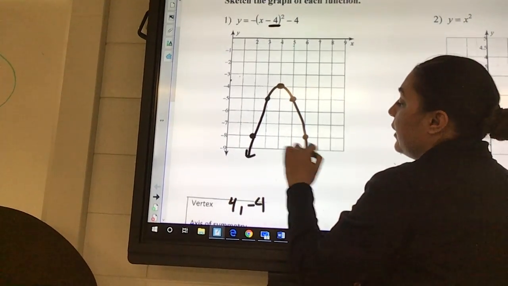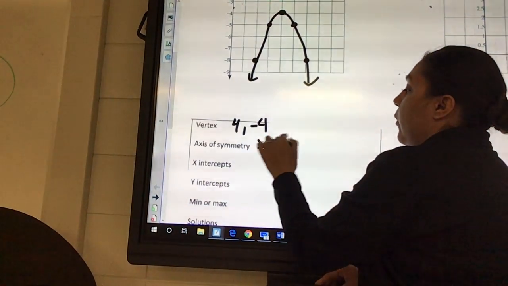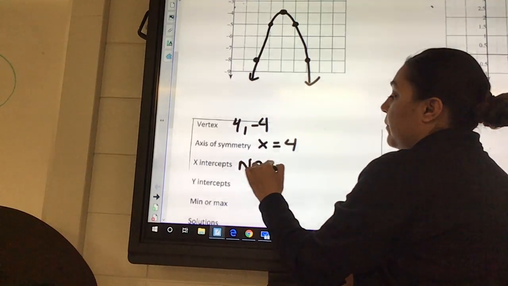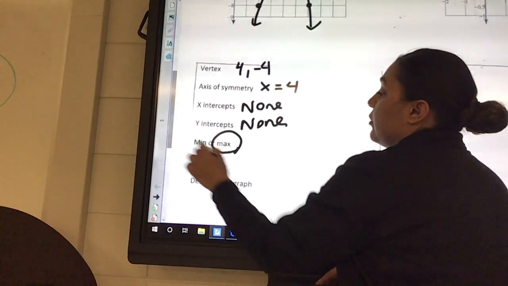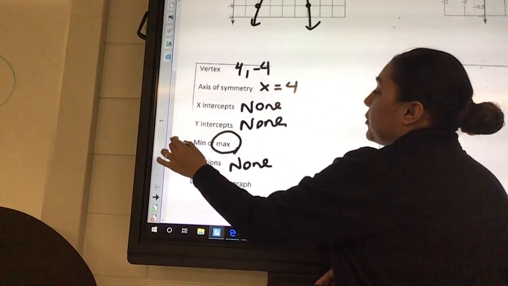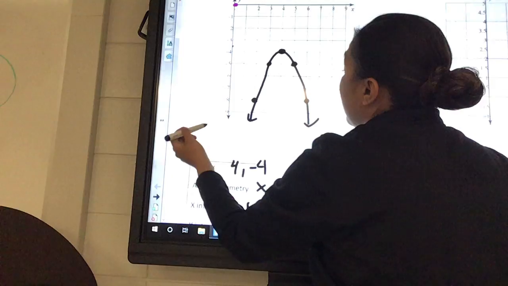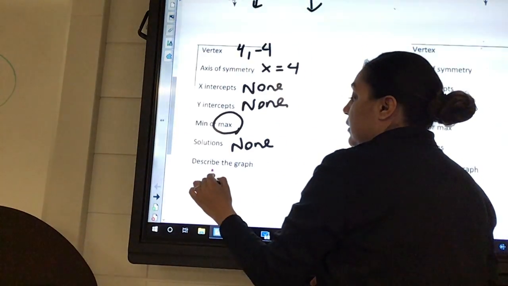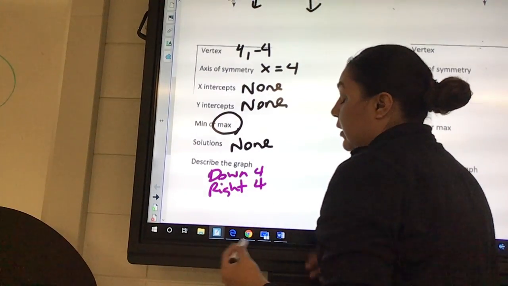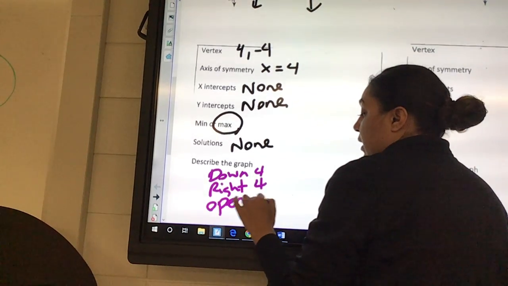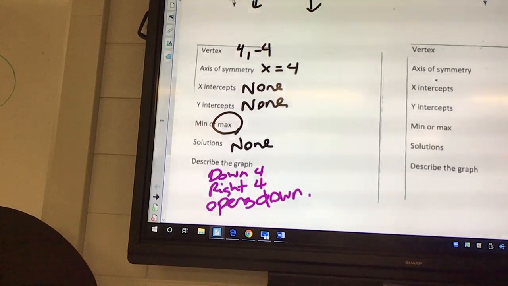Okay, and so here we got our graph, and the axis of symmetry is going to be x equals 4. X-intercepts, there's none. Y-intercepts, there's none. Min or a max, it's a max. Solutions is going to be none. And then we need a description. From the description, we always start at 0, 0, which is right here. So we had to go down 4, right 4, down 4, right 4, and then if it opens down, we're going to say opens down, and then we say, is there a slope? On this one, no, there's not a slope. So we are finished.